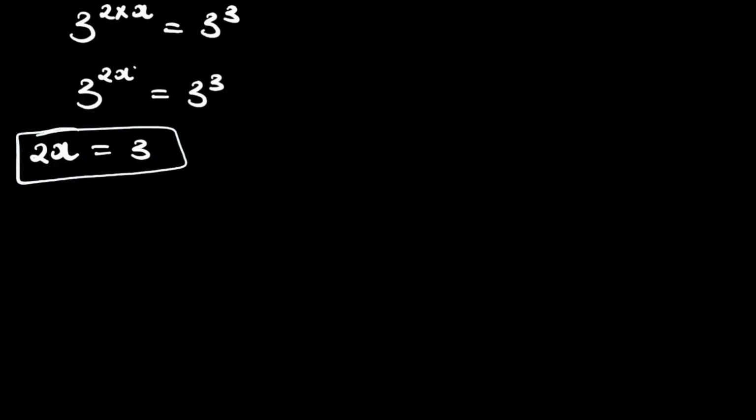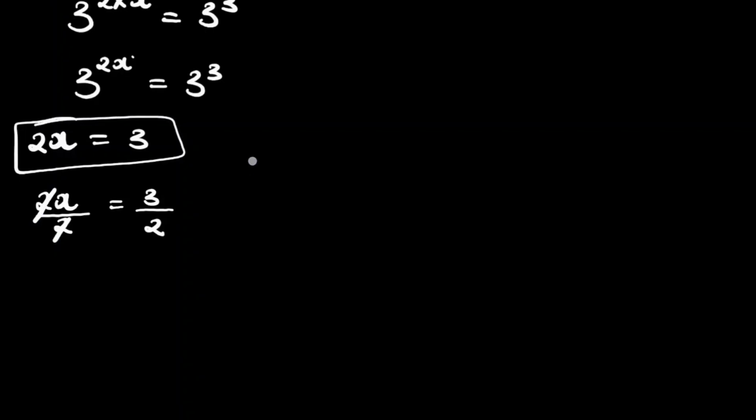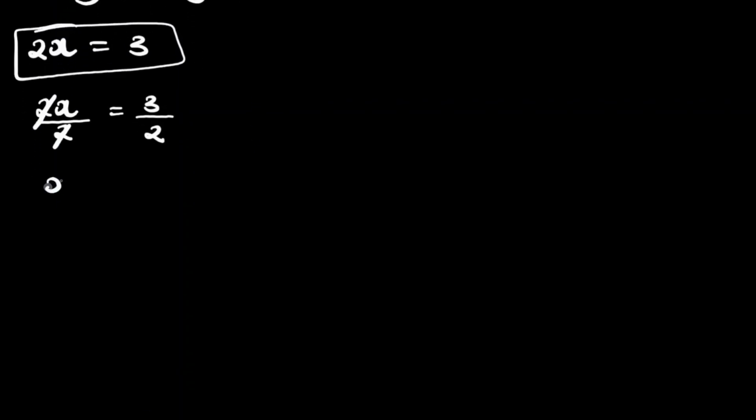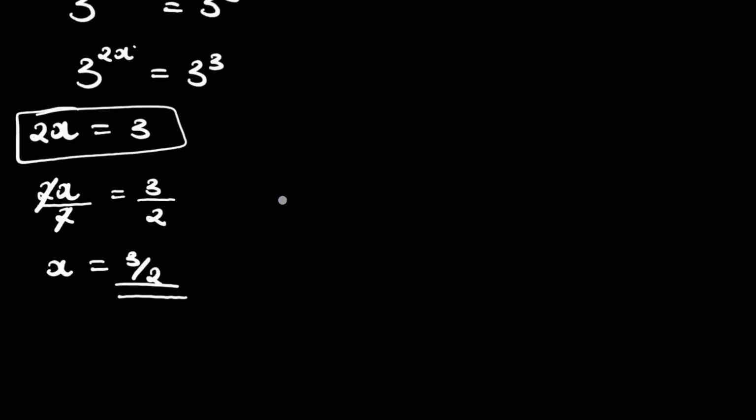So now we are going to find the value of x from this. From here, we are just going to divide both sides by 2. So 2x divided by 2 equal to 3 divided by 2. And 2 can cancel out there. So we will be left with x equal to 3 on 2. And this is our value of x.